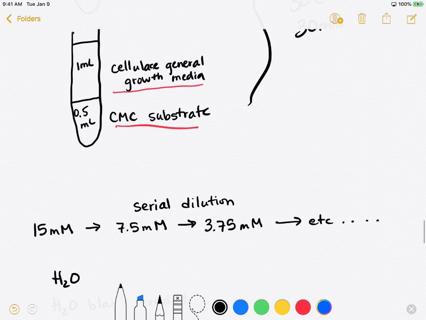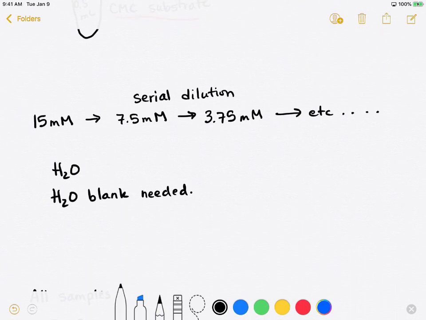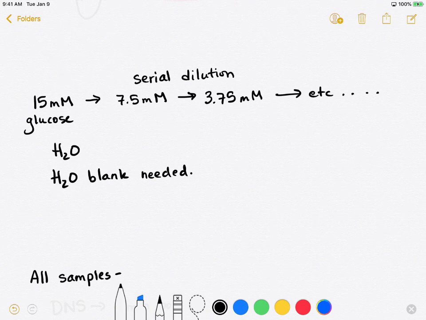While this was incubating, you then set up a serial dilution of a standard curve, similar to what we had done in Practical 1. We started off with a solution of 15 millimolar glucose. This was the standard that we gave you. You then created a serial dilution, diluting in halves, where you diluted 15 millimolar into 7.5, into half to 3.75, etc. As you were diluting, you were diluting in water. Because these dilutions were created in water, this means that you would also need a blank created in water.